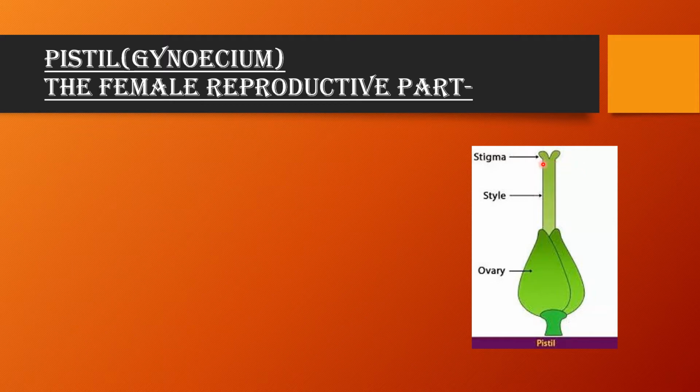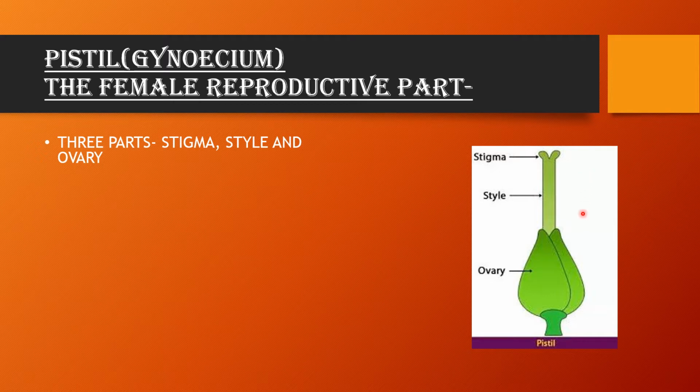The stigma is the part where pollen grains fall, and here pollen tube germination takes place. Style provides the pathway for the transfer of male gametes from stigma to the ovary. And ovary is the swollen structure inside which ovules are placed. So these are the three distinct parts of gynoecium: stigma, style and ovary. So basically the number of styles decides the number of carpels present in a gynoecium.